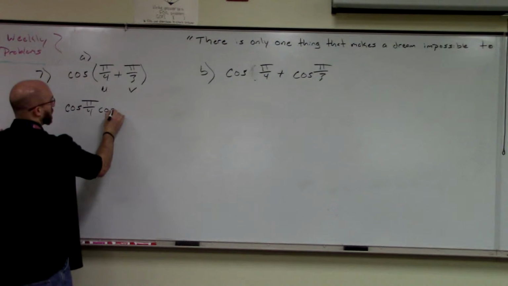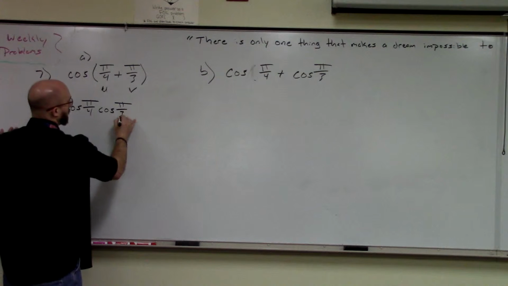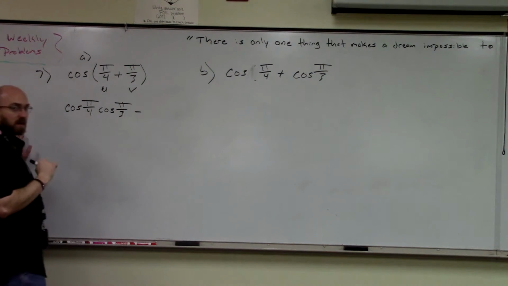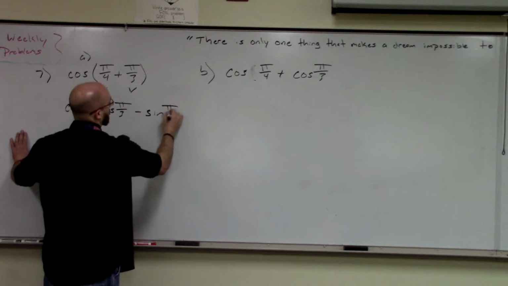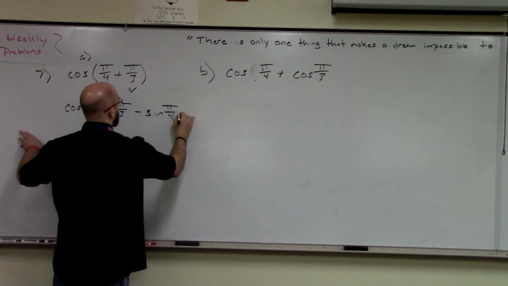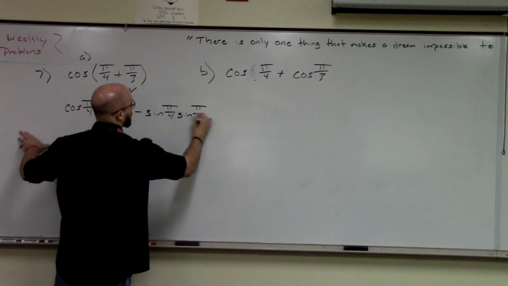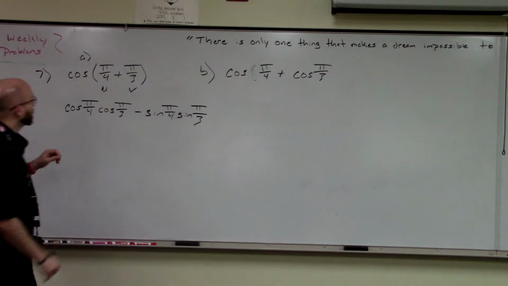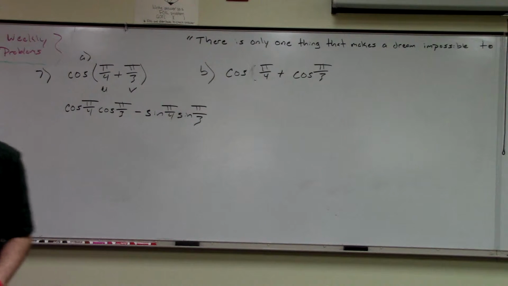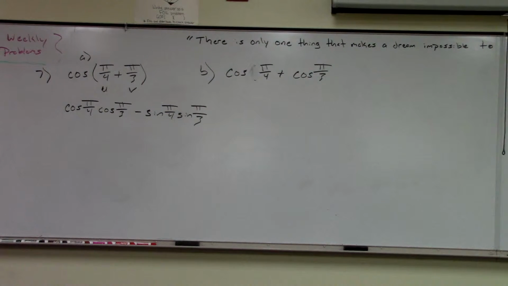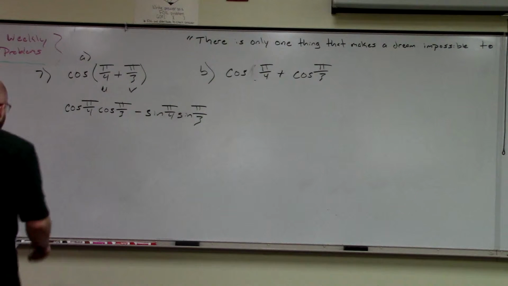So write it out. We have cosine of pi over 4 times cosine pi over 3 minus, because of the plus there, sine pi over 4 sine pi over 3. Now, don't just leave it like that. What you need to do is use your unit circle, because these are values. Cosine is x, sine is y. And just plug them in.